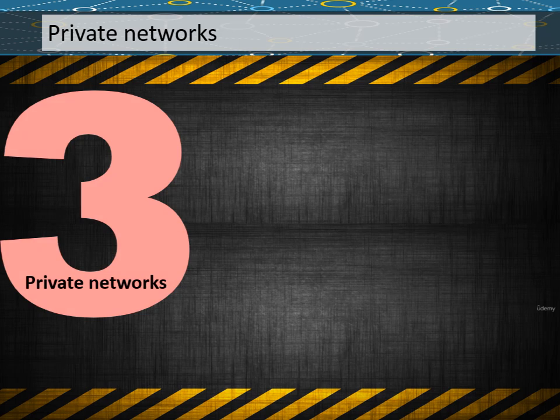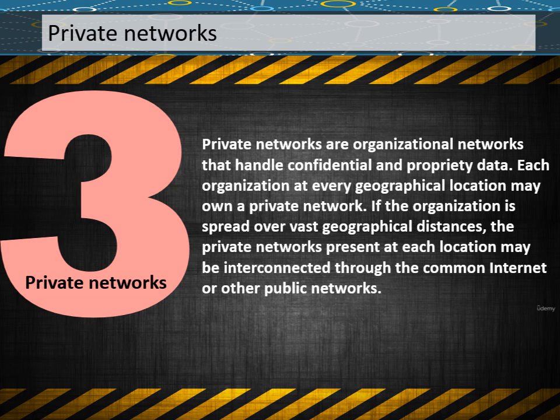Number 3, private networks. Private networks are organizational networks that handle confidential and proprietary data. Each organization at every geographical location may own a private network. If the organization is spread over vast geographical distances, the private networks present at each location may be interconnected through the common internet or other public networks.